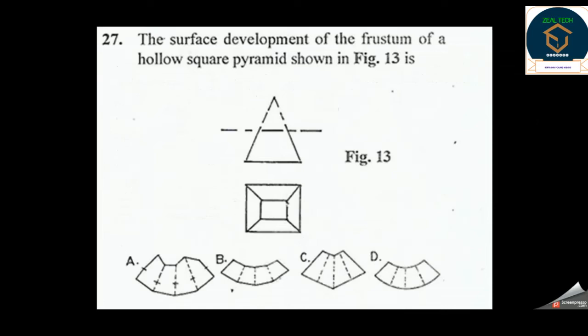Question 27. The surface development of a frustum of a hollow square pyramid is what? The correct answer here is B. This is the radial line method. And since the line here is horizontal, all these points will be at the same level. So that is why the answer is B. Right.